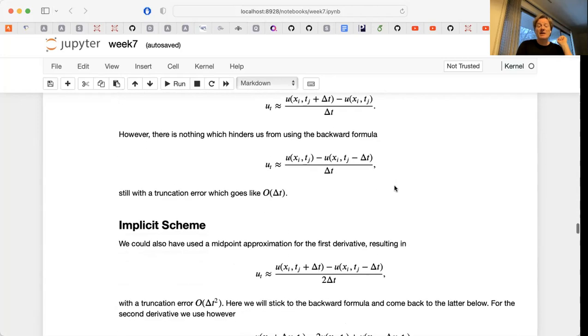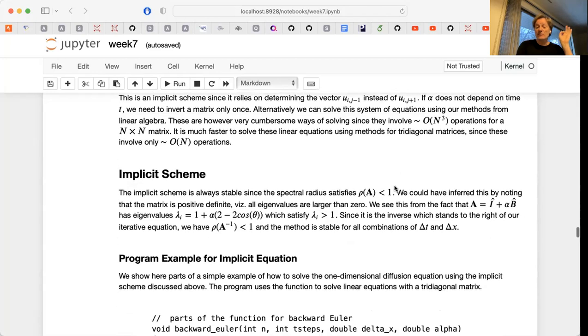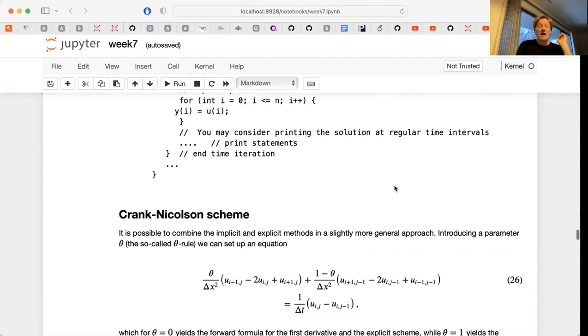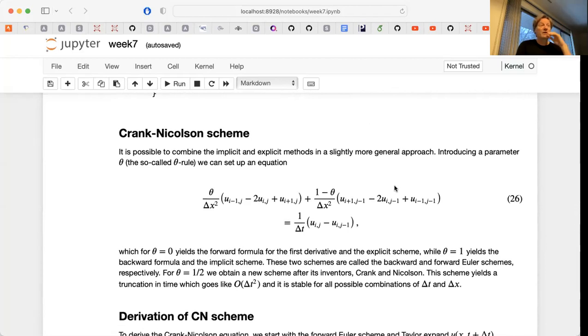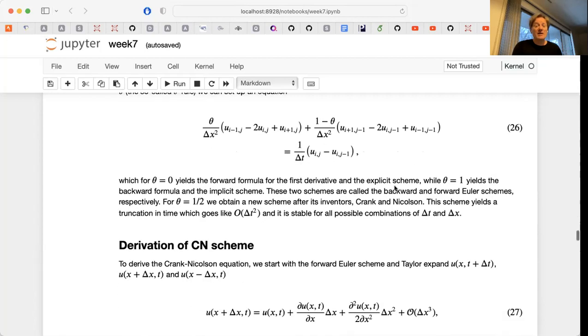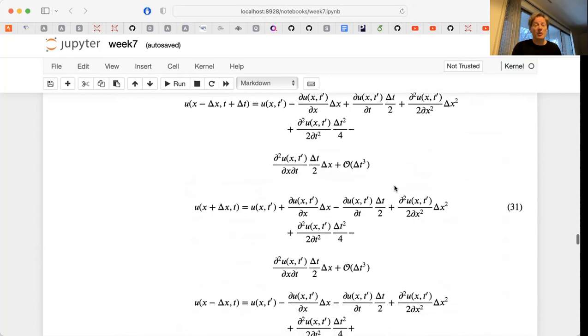And similarly, you will find the derivation of the implicit scheme and the stability condition for the implicit scheme, and how you can encode it. And then if you prefer to use the Crank-Nicolson scheme, you can actually do that. And that would give you a truncation error in time, which goes like delta t squared. And you will find the mathematical details in the lecture notes here. So that would be the first part of the project.